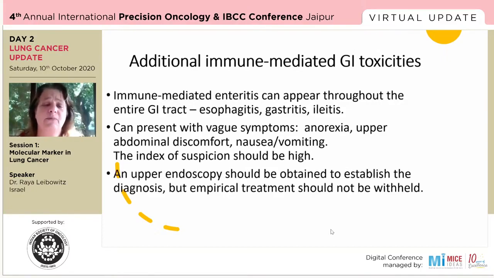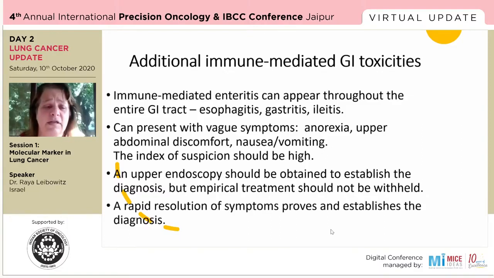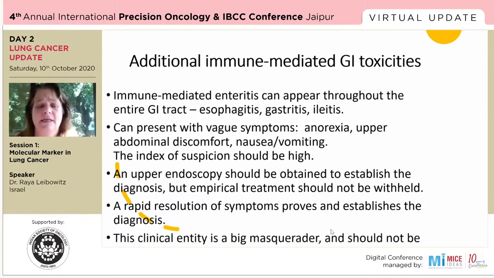So we should do an upper endoscopy if we want to establish a diagnosis, but we must start empirical treatment based on the clinics, not based on the endoscopy. And a rapid resolution of the symptoms will prove and establish the diagnosis. I call this clinical entity a big masquerader, and we should have it in mind.